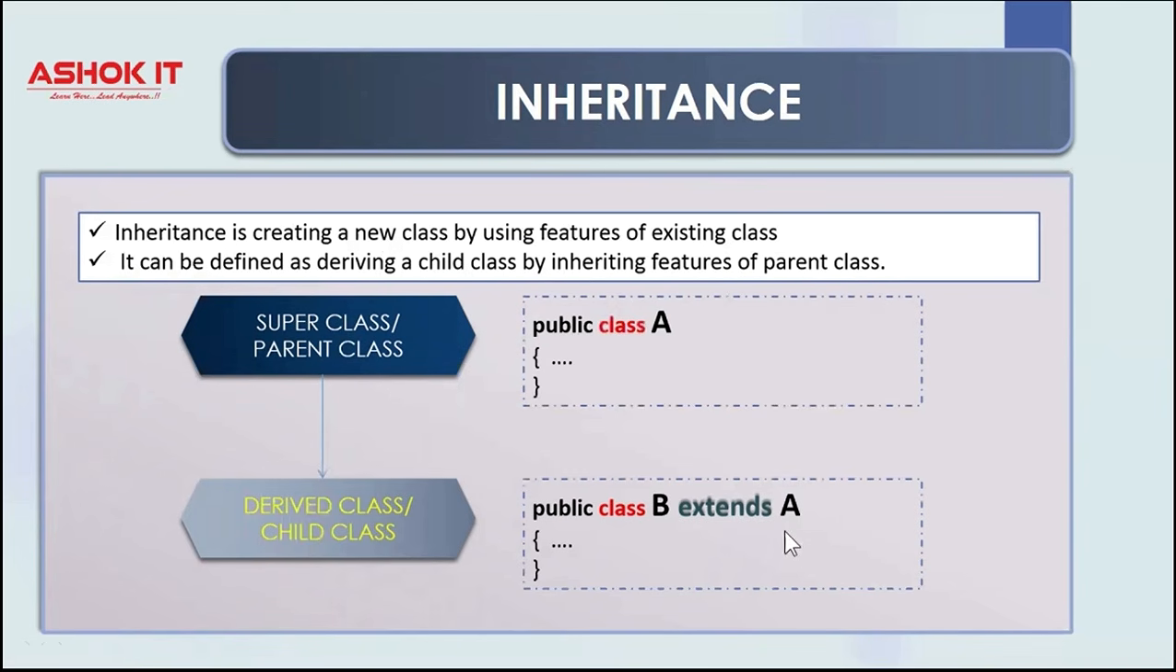So here in the diagram you can see there is a class A and there is another class B beside which we have written extends A. When we write extends A, class B becomes the child of class A. So A here will be called the superclass or parent class, and B will be called the derived class or child class. Class B will have access to all the members of A except the private members.